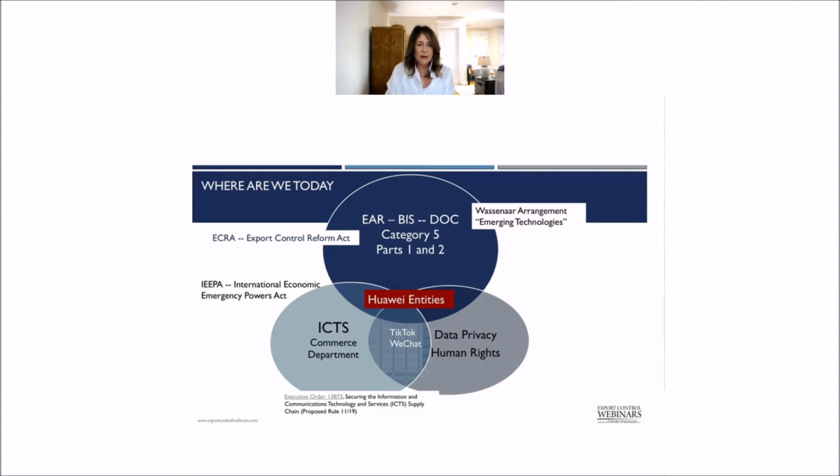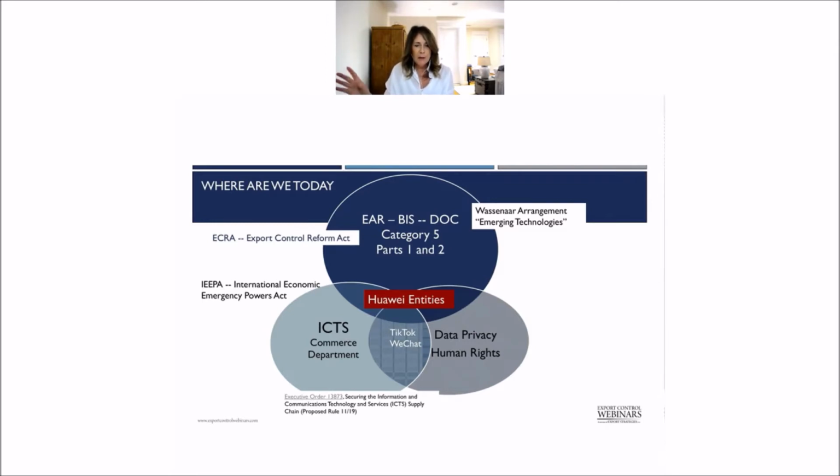Wassenaar is also looking at some emerging technologies. The Export Control Reform Act says you have to get export controls on emerging technologies that have national security implications. And so that's the ecosystem we're in.